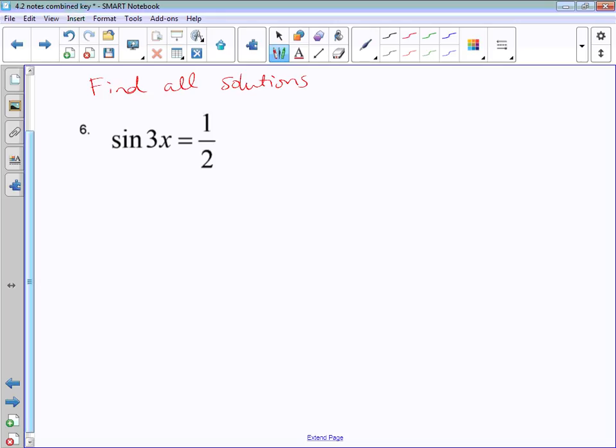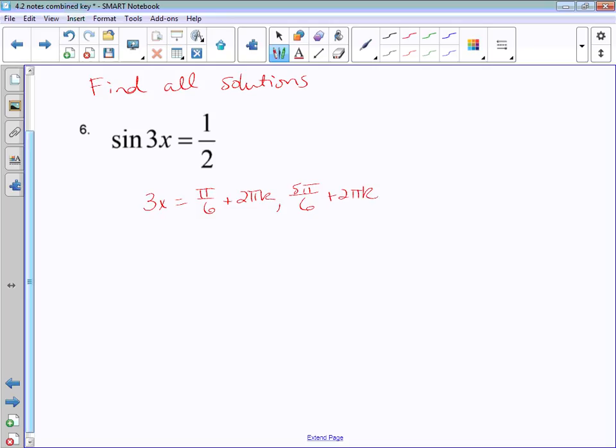All right. We're gonna start just like we did on the last one. Think about where does sine equal 1/2? Yes, so pi over 6 and 5 pi over 6. Okay. Instead of me just saying x equals that though, it's 3x that equals that, okay? So pi over 6 plus 2 pi k and 5 pi over 6 plus 2 pi k.